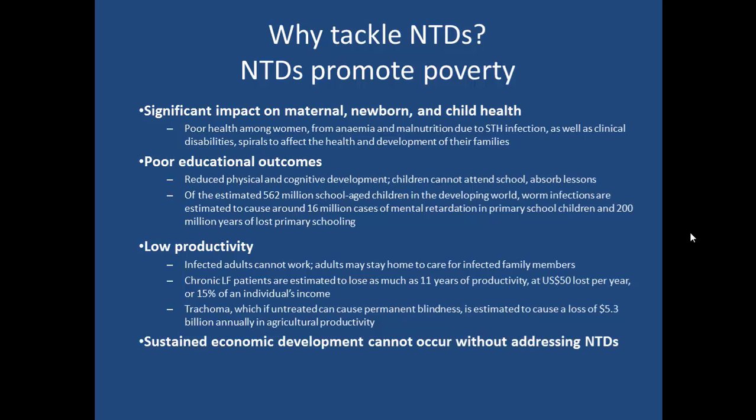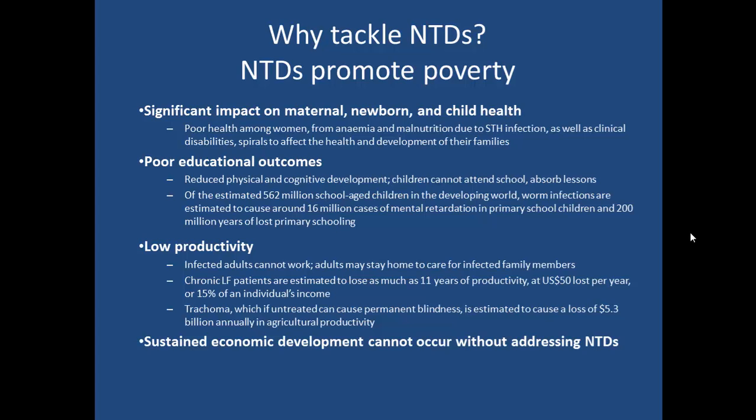For example, chronic lymphatic filariasis patients are estimated to lose as much as 11 years of productivity, or $50 per year, which results in about 15% of the income that they could have had if they didn't have chronic lymphatic filariasis. Trachoma is another example.